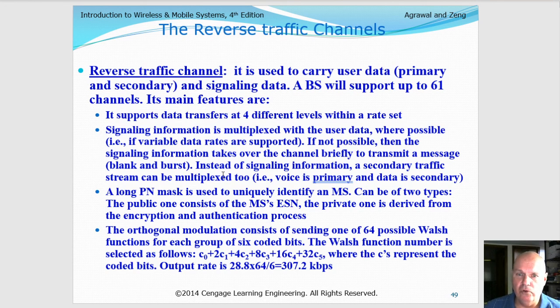A long pseudo noise mask is used to uniquely identify a mobile system. And orthogonal modulation consists of sending one of the 64 possible Walsh codes for each of the different data streams.